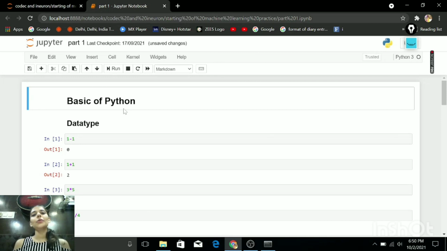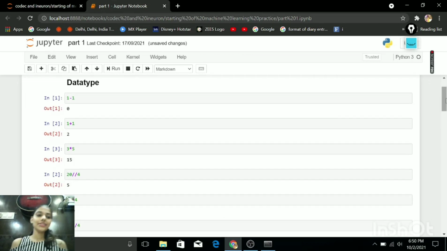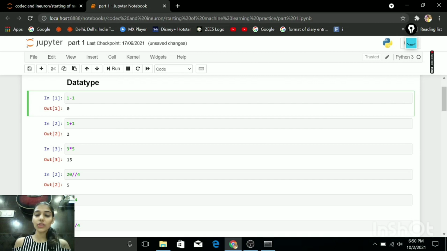As you all know guys, coding is the future. So let's start with the basics of Python. First of all, let's start with mathematics. In maths, we all know that 1 minus 1 is 0, right? If we want to check whether 1 minus 1 is 0 or not, it's simple guys. Let's write 1 minus 1, Shift plus Enter, it's 0. It's very simple guys, right?